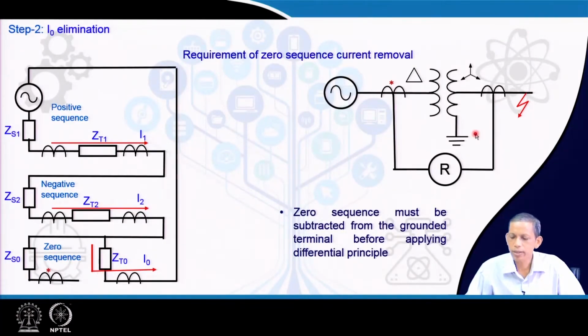So, that implies that for this fault a 0 sequence component will be flowing in the star grounded side and will not flow in the delta side. So, that becomes an additional current which the corresponding CT sees in the star. That additional current must be subtracted before the comparison, otherwise the differential current becomes erroneous. So, that leads to the situation that the 0 sequence current must be subtracted from the grounded terminal before applying the differential principle to the transformer protection.